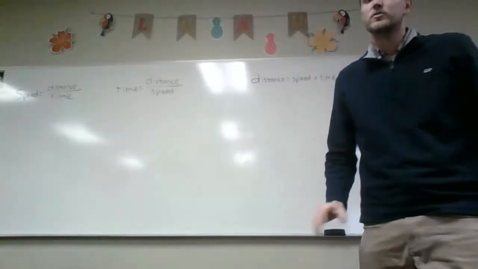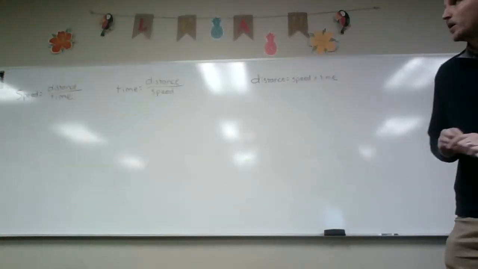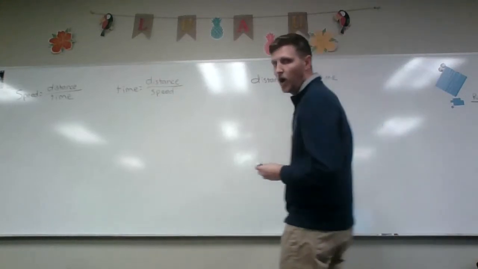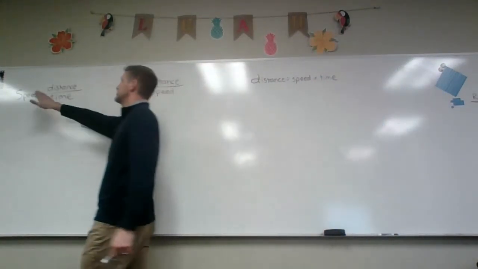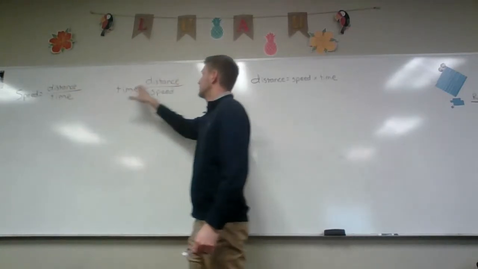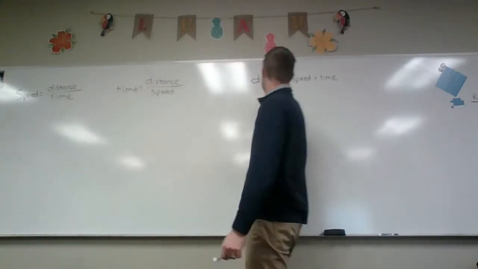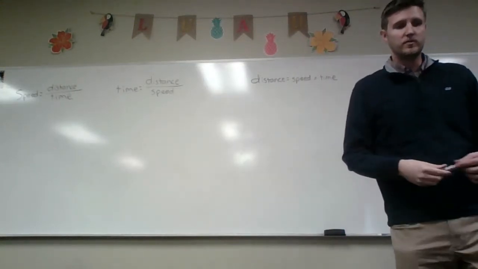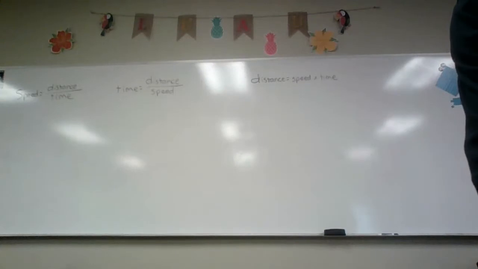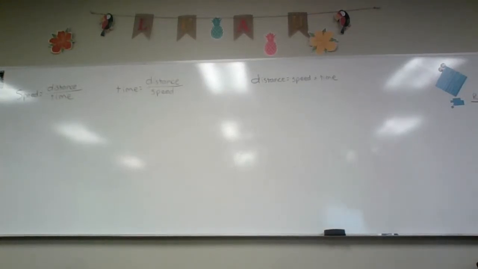Okay, sixth graders. So I have three formulas on the board, and all three formulas have the same three things in them: speed, distance, and time. Speed, distance, time. Speed, distance, time. Now you are going to use these formulas while solving your problems to find the different part.